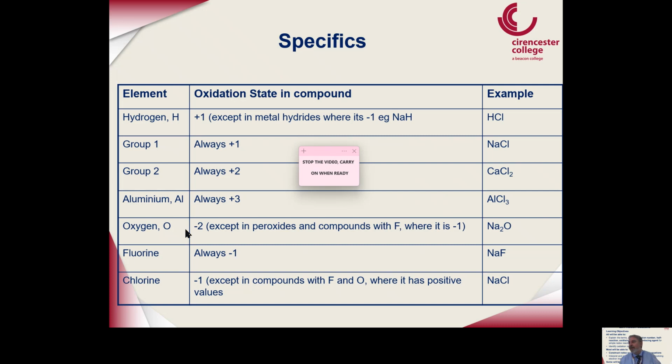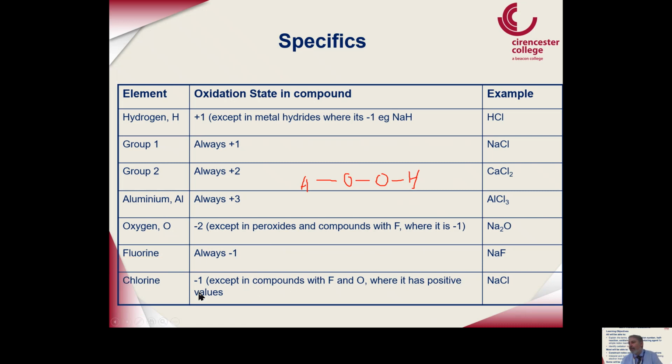Okay, so the funny ones are oxygen, always -2 except as a peroxide. So let's get a pen up. So peroxide is something where you've got oxygen joined to oxygen, like hydrogen peroxide, which I'm now drawing on the screen. So there is hydrogen peroxide. Also in compounds with F, because F is more electronegative than oxygen, so it will hold on to its electrons and grab them from oxygen.